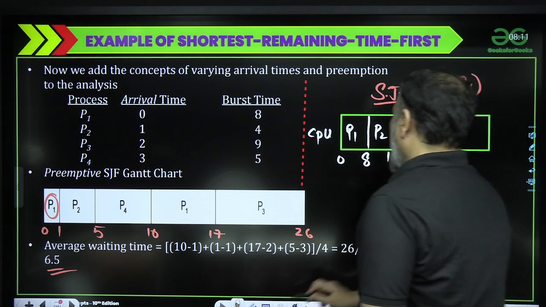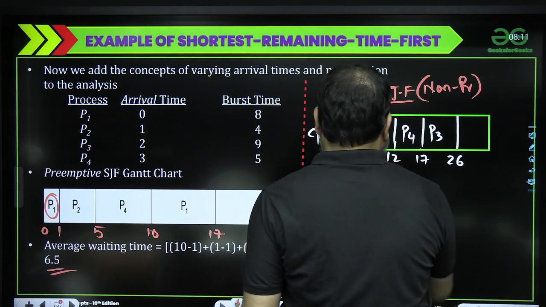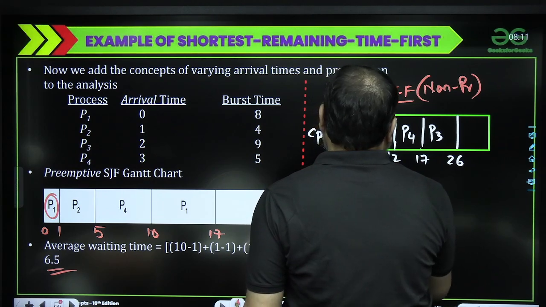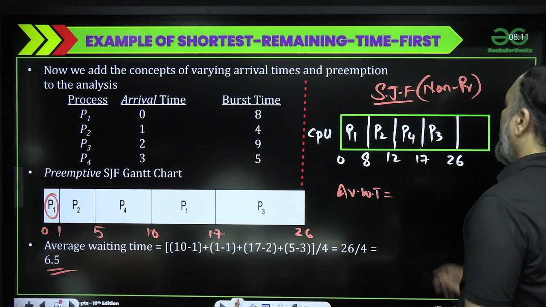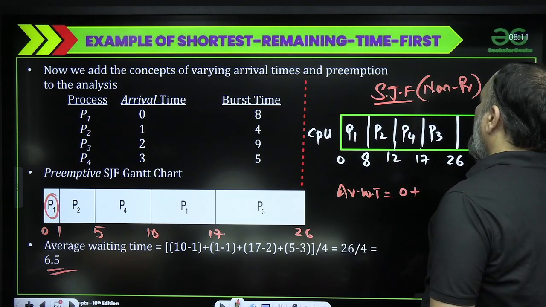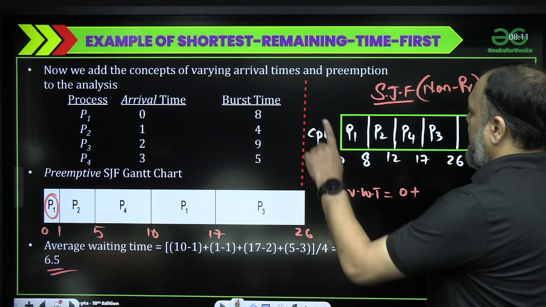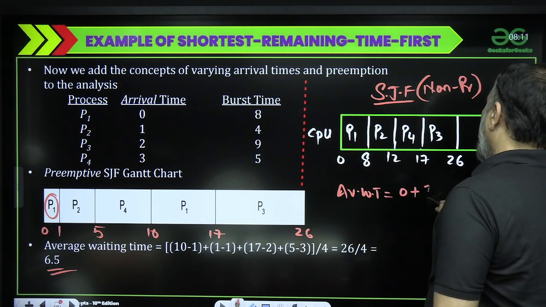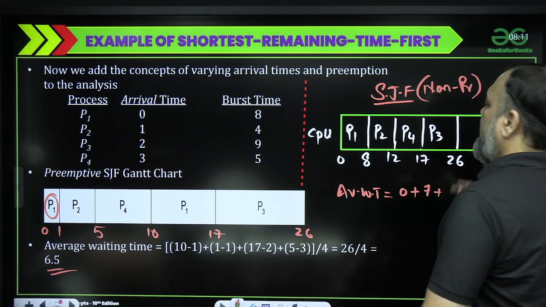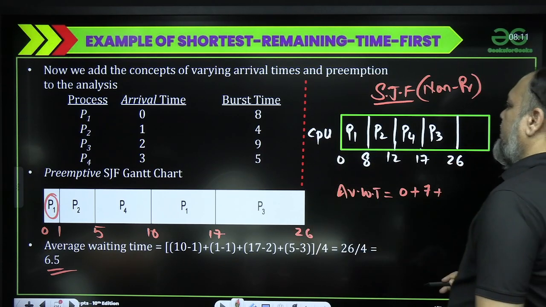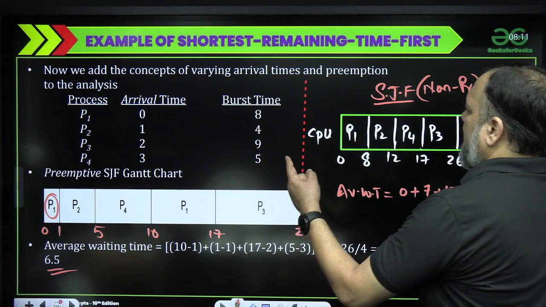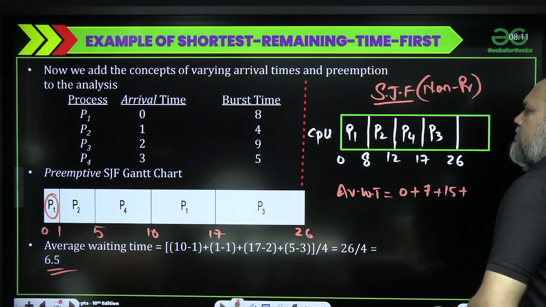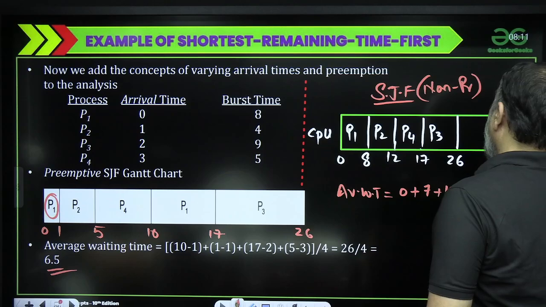So if you now compute the average waiting time, boys and girls, using shortest job first: P1 has not waited anything, 0. P2 came at time 1 and got scheduled at 8, so 7. P3 came at time 2, got scheduled at 17, so waited for 15 units. And P4 came at time 3 and got scheduled at time 12, so it waited for 9 units.